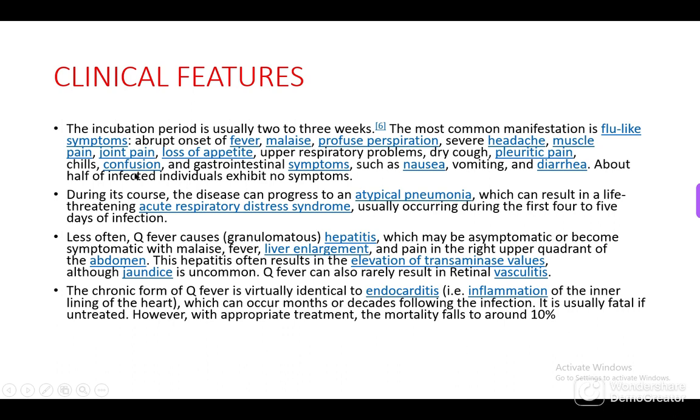The most common manifestation is flu-like symptoms. Abrupt onset of fever, with malaise, profuse perspiration, severe headache, muscle pain, joint pain, arthralgia, loss of appetite, upper respiratory problems, dry cough, pleuritic pain, chills, confusion, and GI symptoms such as nausea and vomiting, and it can cause diarrhea. About half of the infected individuals exhibit no symptom except fever.